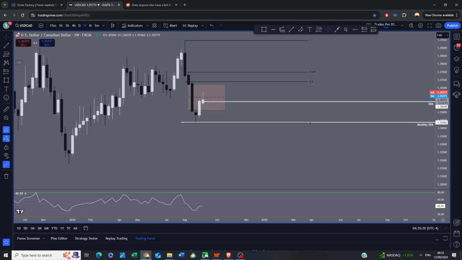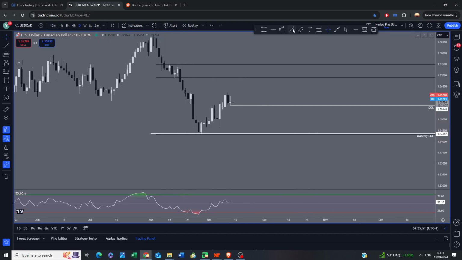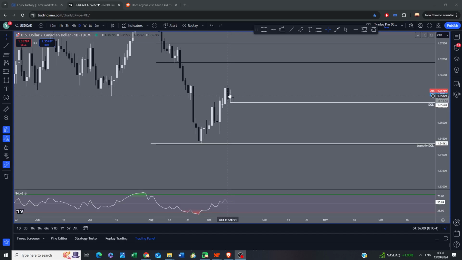consequent encroachment. We might push up, hold the 50% of this range and then find resistance next week. Not sure, but this is also another potential region to look for shorting opportunities. On the daily time frame, we pushed up, held this order block, respected this order block 2 days in a row, and then failed to push above yesterday.